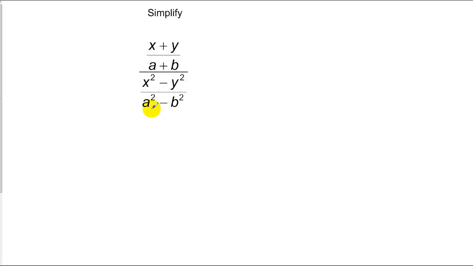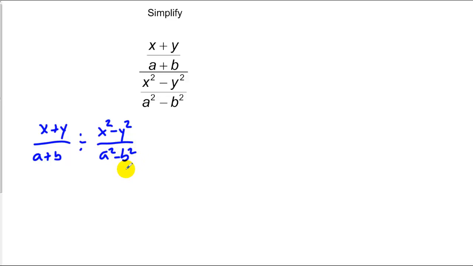Except this complex fraction is a little more difficult once we start going to algebra. But not so much. We have x plus y over a plus b divided by x squared minus y squared over a squared minus b squared. This is the same, once again, as multiplying by the reciprocal. So I'm going to multiply by the reciprocal, and I'm also going to factor while I do this. So this term goes to the numerator, this term goes to the denominator.